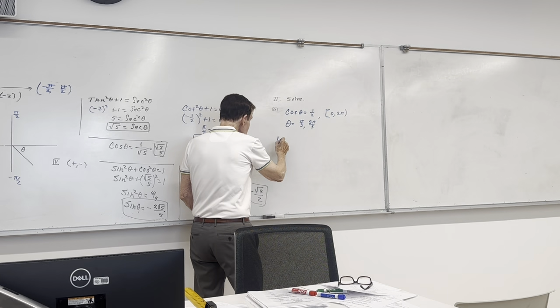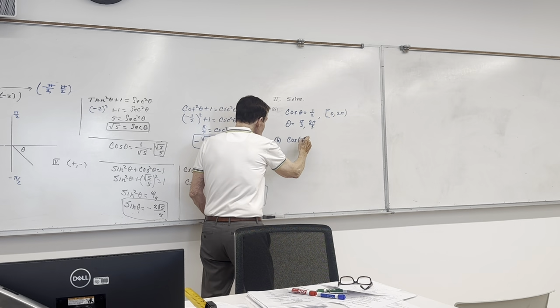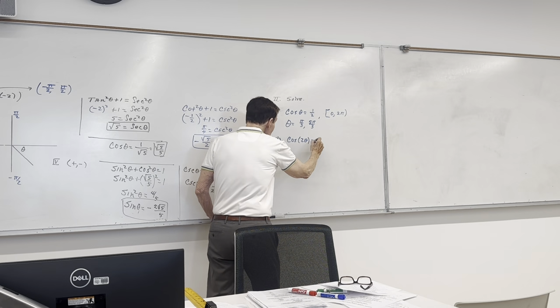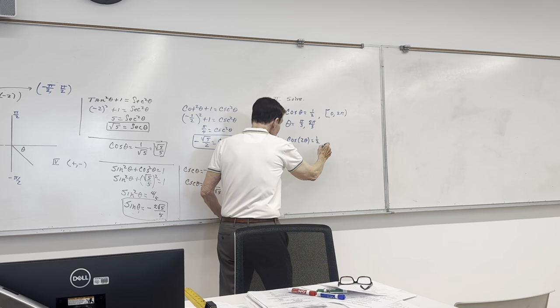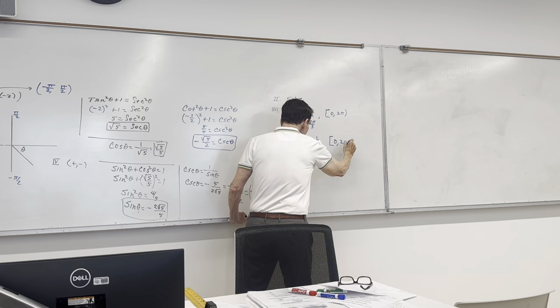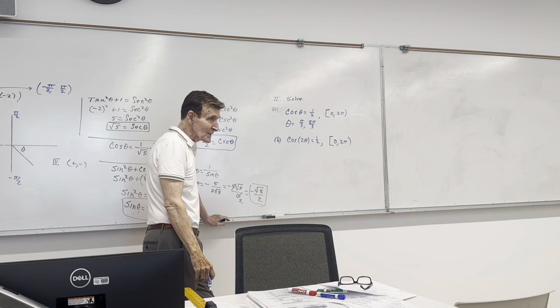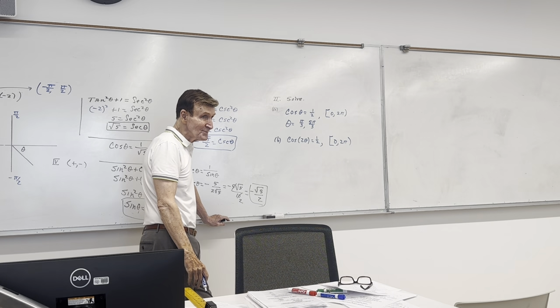Tell me what the next one was. Cosine of 2 theta is equal to 1/2. Gotcha. And it's got to be between 0 and 2 pi. That's what the text looks like for you guys to do. I'll do the same thing. Now, gotta be careful. Cosine of double theta equal to 1/2.